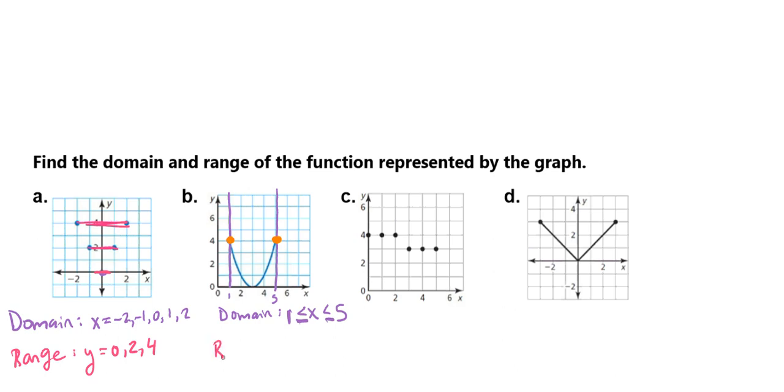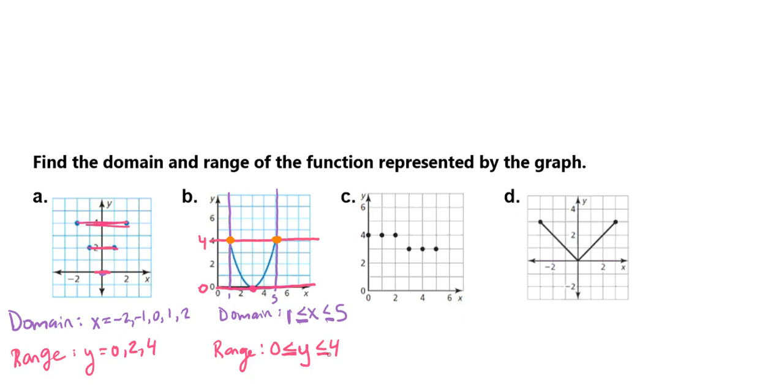Now our range is going to be what y is allowed to be. So here we see that y starts at 0, and it goes all the way up to the 4. So y is between 0 and 4. And again, it touches this point right here, so it can be equal to. And our circles are colored in, so that's going to be equal to.